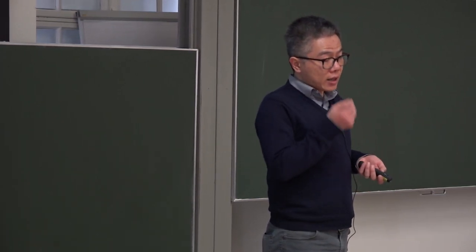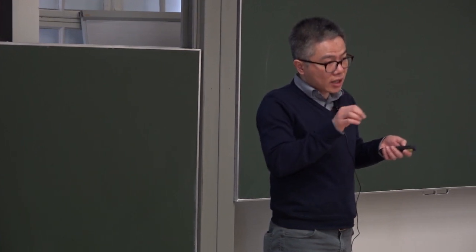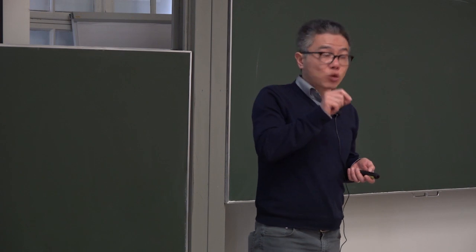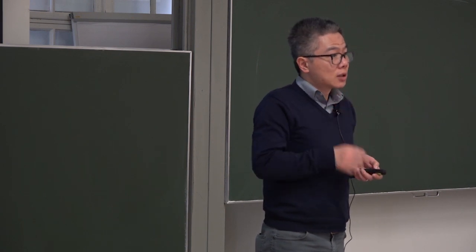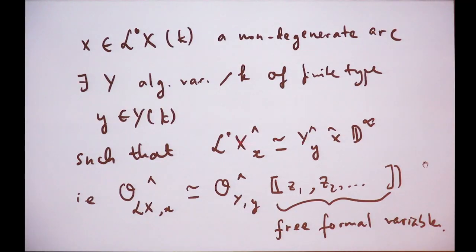Because you know that, over an algebraic variety of finite type, the stalk of the IC only depends on the formal completion of the point, right? So I just do this. I start with a non-degenerate arc. I use the Grinberg-Kazhdan theorem to write this completion as the product of something of finite type and infinitely many disks.